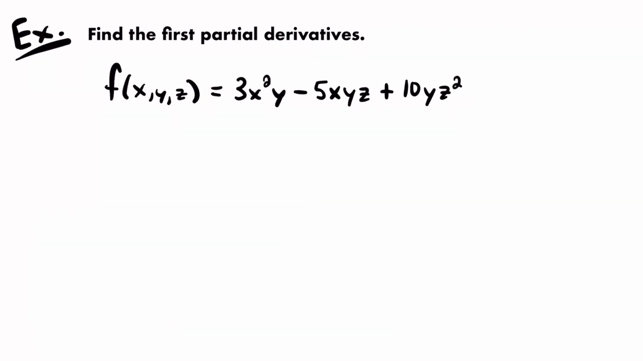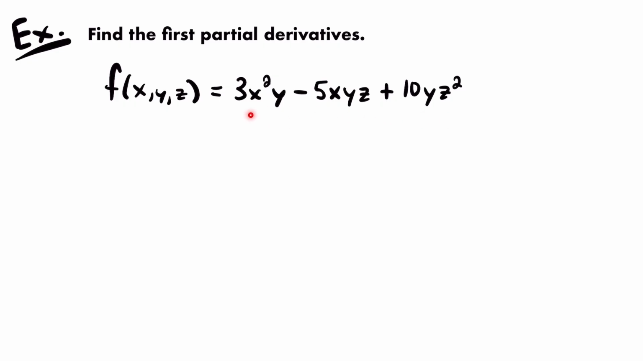For this example, we have familiar instructions. We want to find the first partial derivatives of this multivariable function, but notice that this is a function of 3 independent variables. We have f of x, y, z. X, y, and z are the independent variables of this function. All right, and so you'll find x, y, and z within the terms of this function. And I'll read them out real quick. We have 3x squared times y minus 5xyz plus 10yz squared.